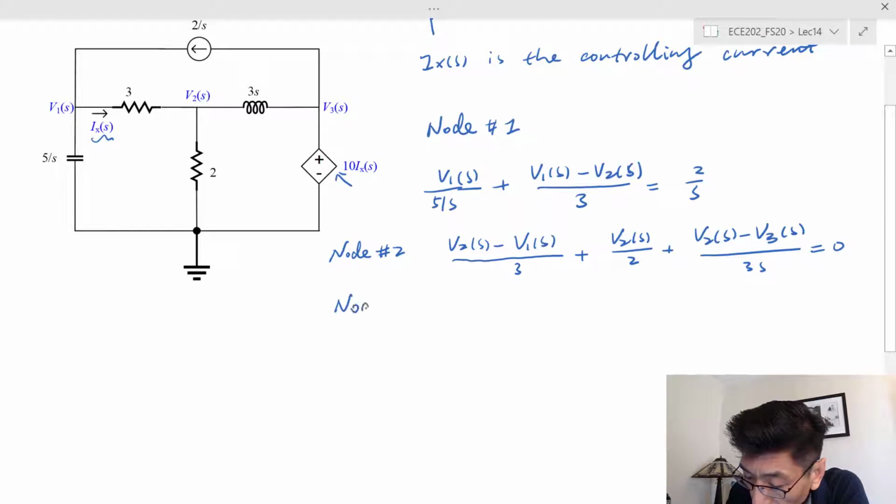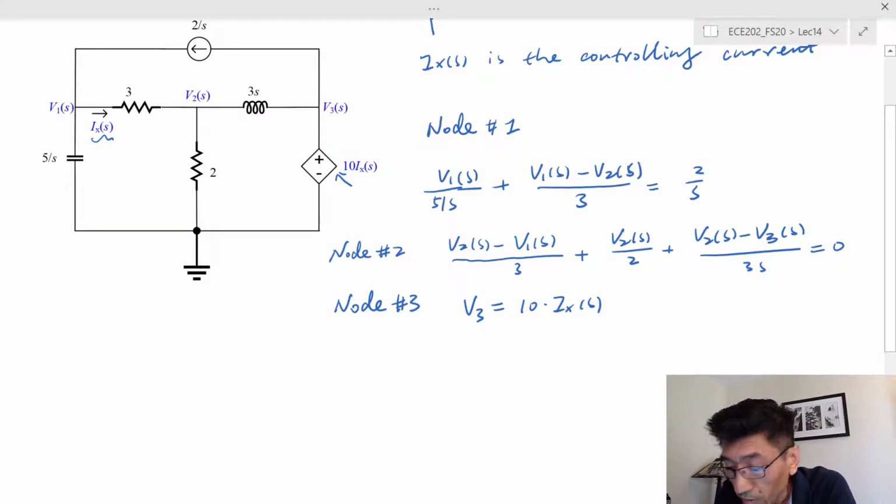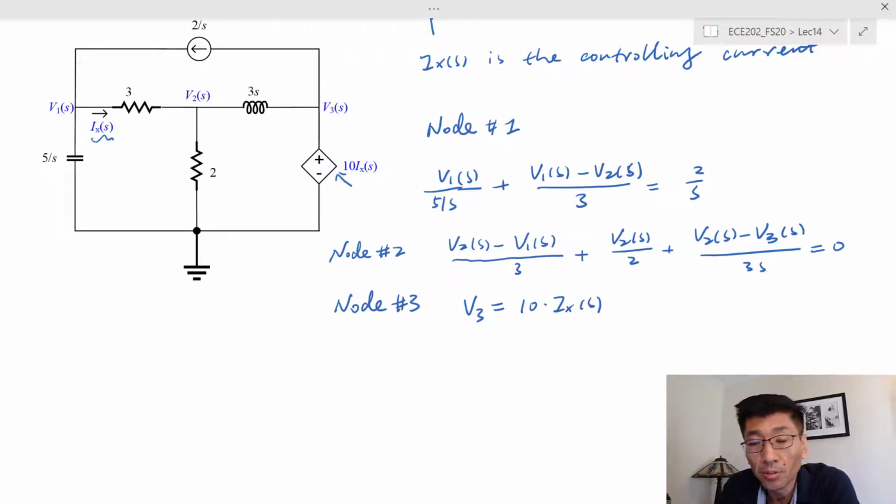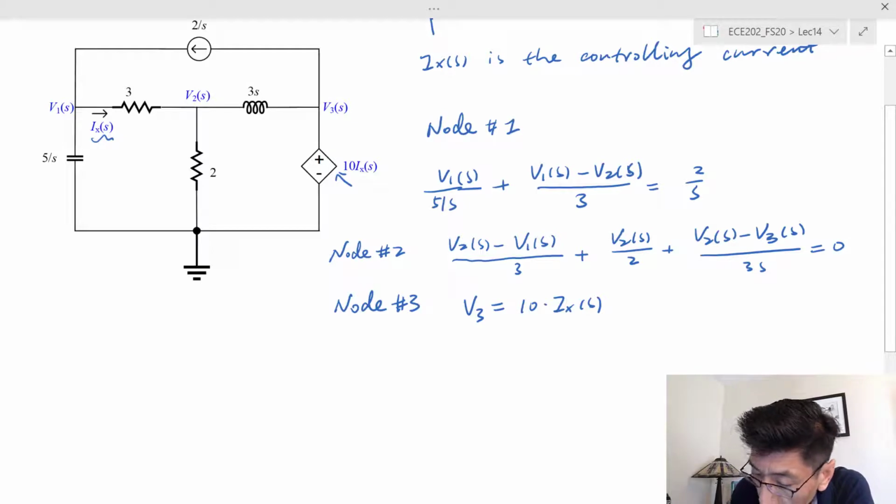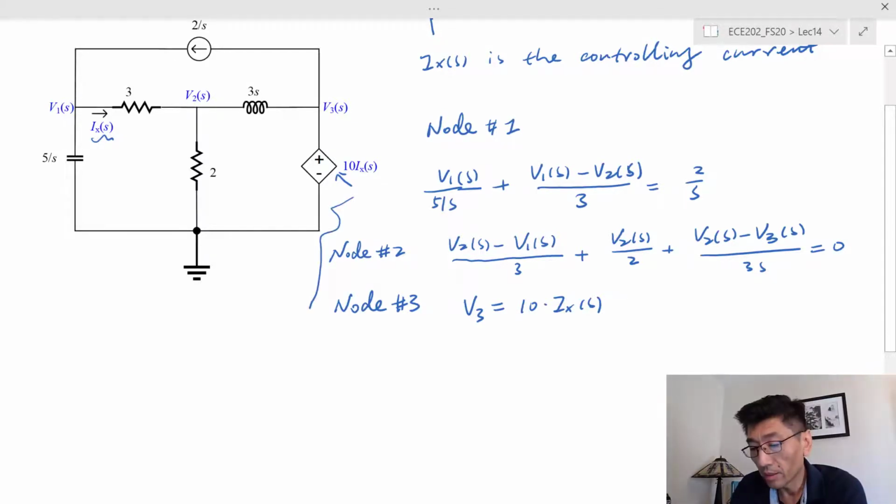And at node number 3, we can't really write the KCL equation, right? Because we have a voltage source there, although it is a controlled voltage source. But still, we can use V3 is equal to 10 Ix. Here we don't really like having Ix in the equation, because it's another unknown, right? We want the node voltages as the only unknowns. We're treating the controlled voltage source just as an independent source. Then we write this equation, but we try to get rid of Ix. How can we get rid of it?